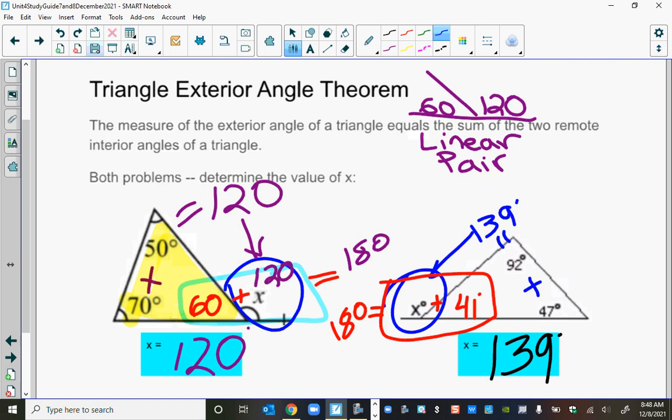So, 139, 120, those are the X values. All right.